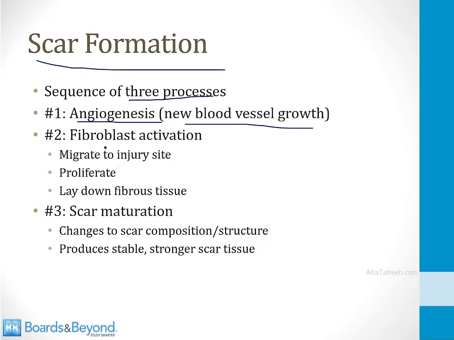The second thing that happens is fibroblasts need to become activated. These cells are key to laying down scar tissue. They need to migrate to the injury site, they need to proliferate, and they need to lay down fibrous tissue. And then the final step is that the scar needs to mature. So over time, there are changes to scar composition and structure, and this produces a stable, stronger scar tissue in the area where the scar is going to be indefinitely.